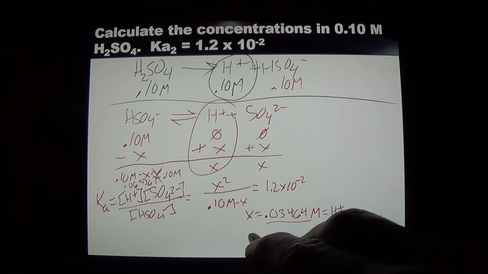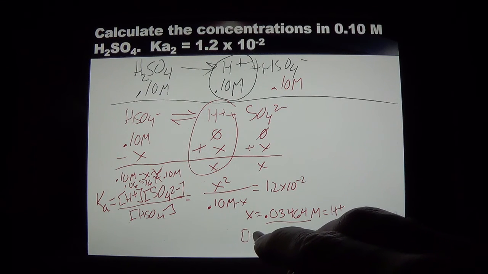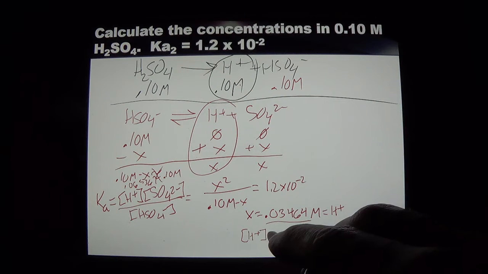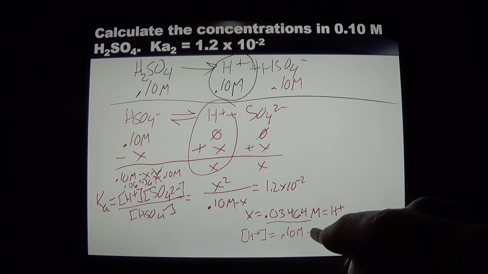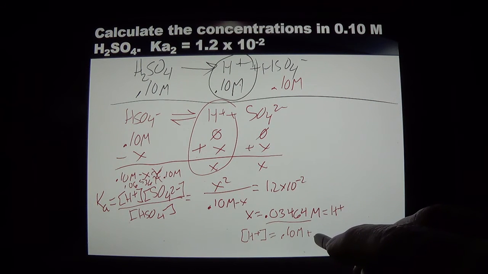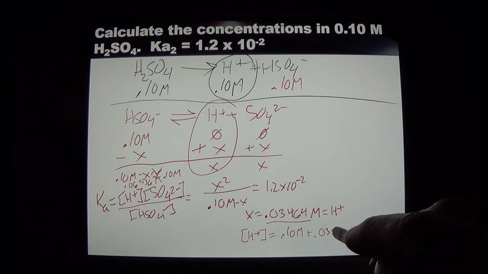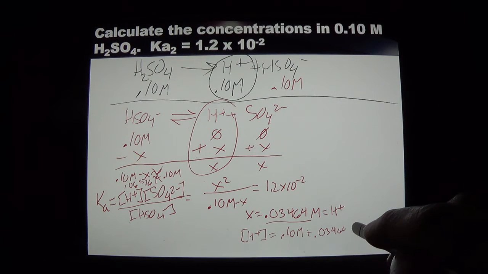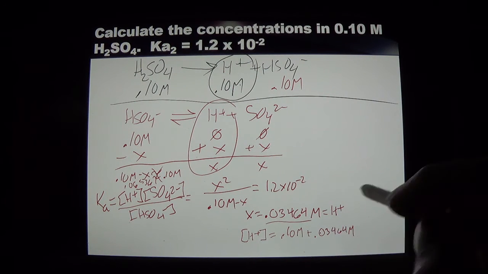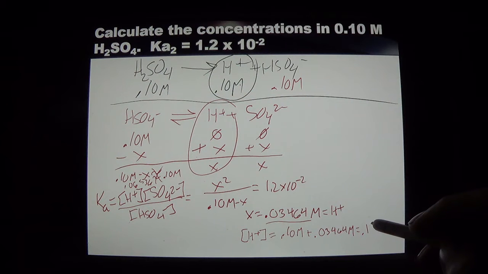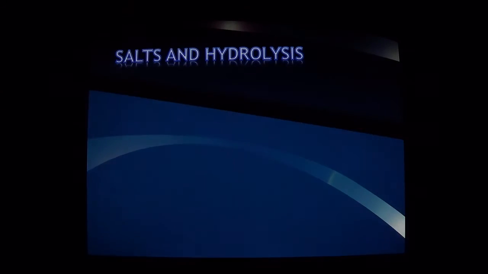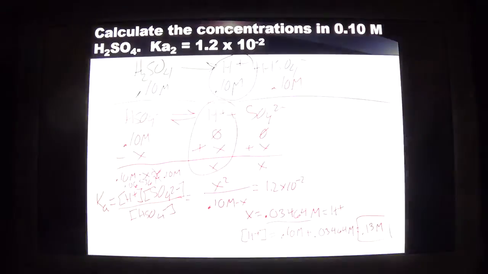And so I'm going to say that the total concentration of H plus is going to be equal to 0.10 molarity plus that there, 0.03464 molarity. And it looks like I need to round to the hundredths place. So when I round to the hundredths place, I get 0.13 molarity. Here's my final answer there, if it would let me box it.